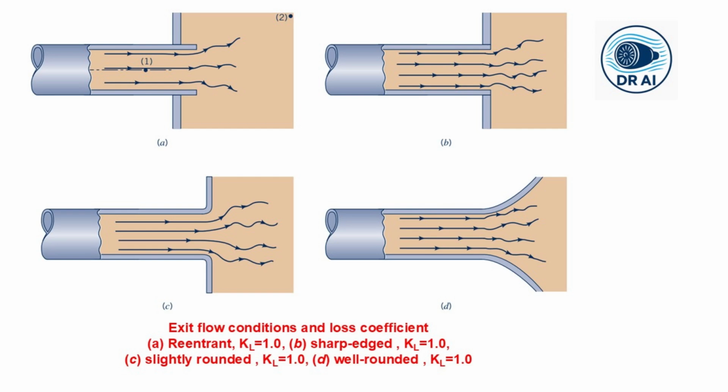Here the figure shows that the pipe exits into a reservoir. Regardless of the exit geometry, re-entrant, sharp-edged or rounded, the loss coefficient KL has a value of 1. Why? Because the kinetic energy of the fluid leaving the pipe is completely dissipated as it mixes in the large reservoir. That entire velocity head is lost.